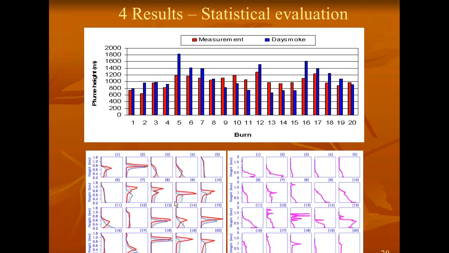In terms of vertical profile, here is a simulation of DEAD smoke vertical profiles. For most cases, we see the largest value appears either at the top, like in these cases, or in the middle portion of the plume. But in the measurements, most of the largest values are either in the lower portion or in the middle portion of the plume. So the simulation of the vertical profile is another challenge that needs to be improved in DEAD smoke.